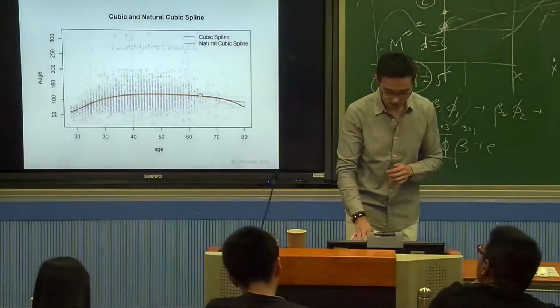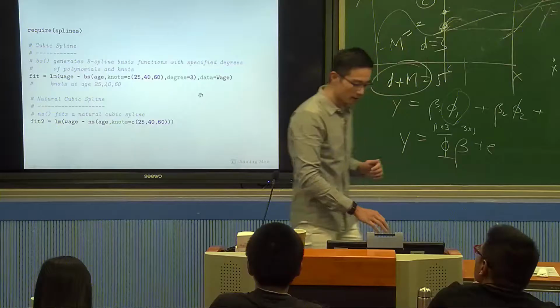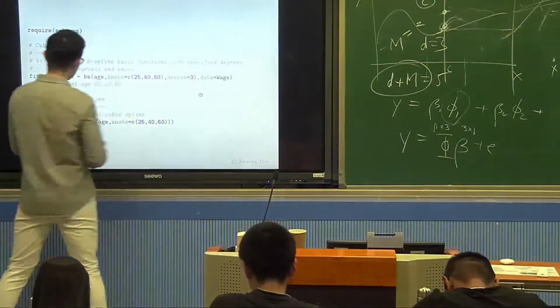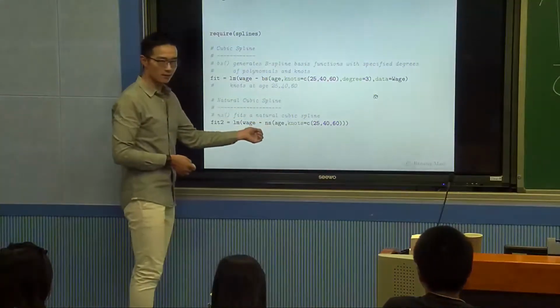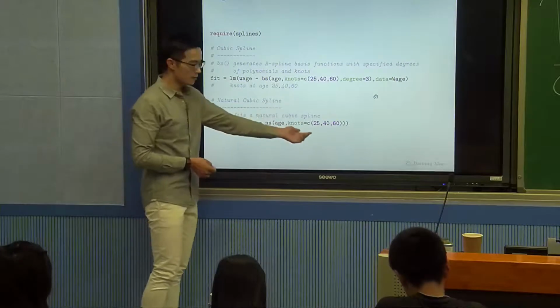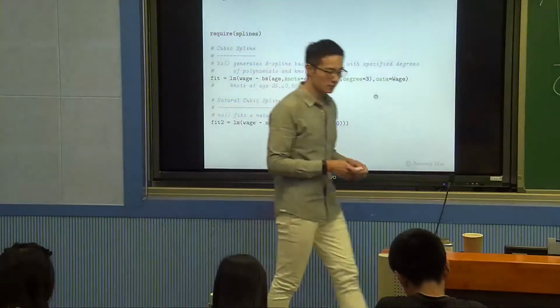That's called natural spline. And in R, if you want to do natural spline, again, extremely easy. You just replace the bs with the ns. Natural spline, age, specify the knots, and there you go.